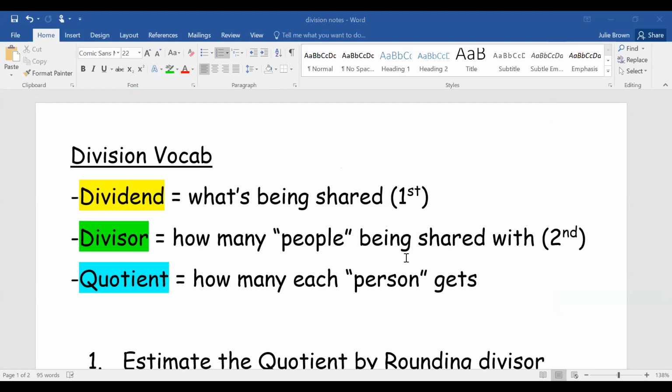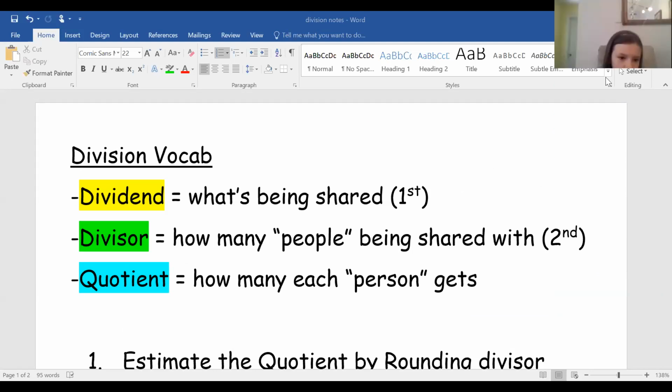Now, if you guys don't mind, I will unmute you so we could talk while you're writing. So, why do you think I put people in quotation marks? How many people are being shared with? Well, because it's not always people. Sometimes I might be sharing by putting items into boxes, so it might be how many boxes we're sharing with. Or how many treats you're giving to a dog or a cat. So it might be how many each dog gets.